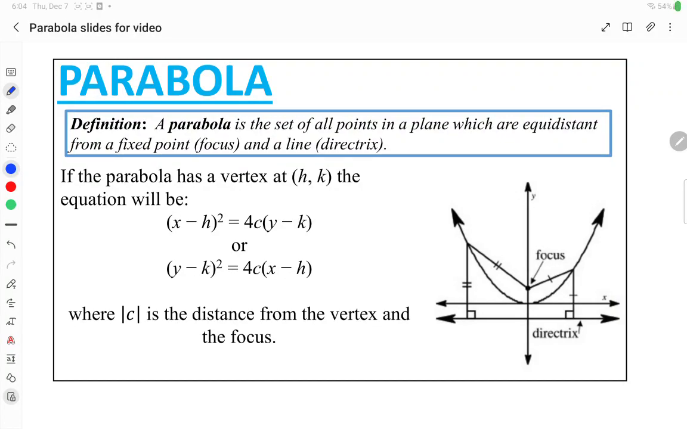Talking about the parabola as our fourth and final conic section. A parabola is the set of all points in a plane that are equidistant from a fixed point, which is the focus, and a line, which is the directrix, as you see kind of traced in here.